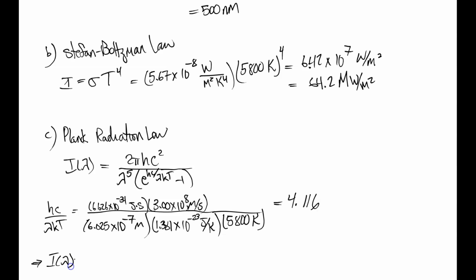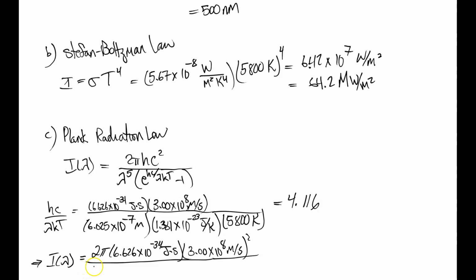That means that I of lambda is going to equal 2 pi h, which is 6.626 times 10 to the minus 34 joule seconds, times the speed of light squared, over lambda, again the average of the two wavelengths, times e to the 4.116 minus 1, and this gives us an intensity of 7.81 times 10 to the 13th watts per meter squared.